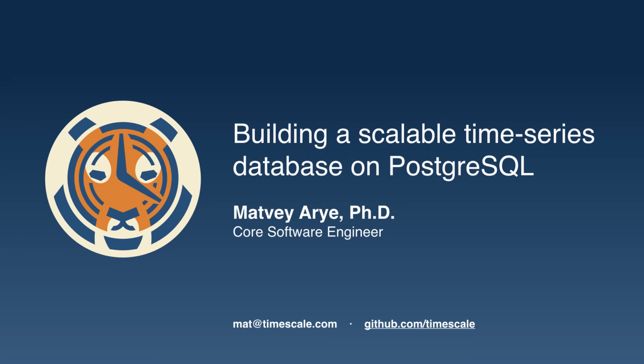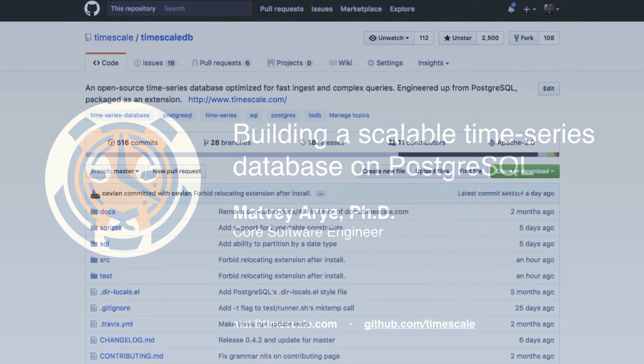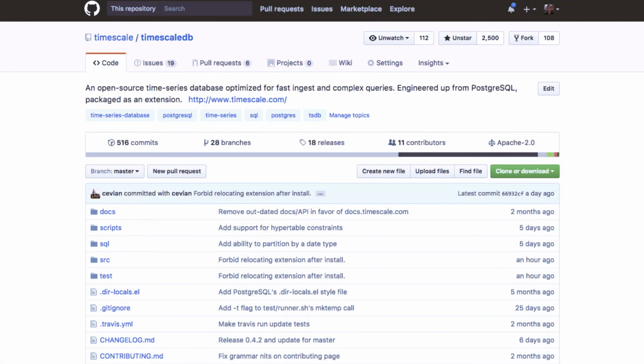Thank you for coming, and I'm going to tell you about TimescaleDB, which is a new time series database, and we are an open source project. We have a page on GitHub. We are licensed under Apache 2.0, and we are packaged as a Postgres extension.